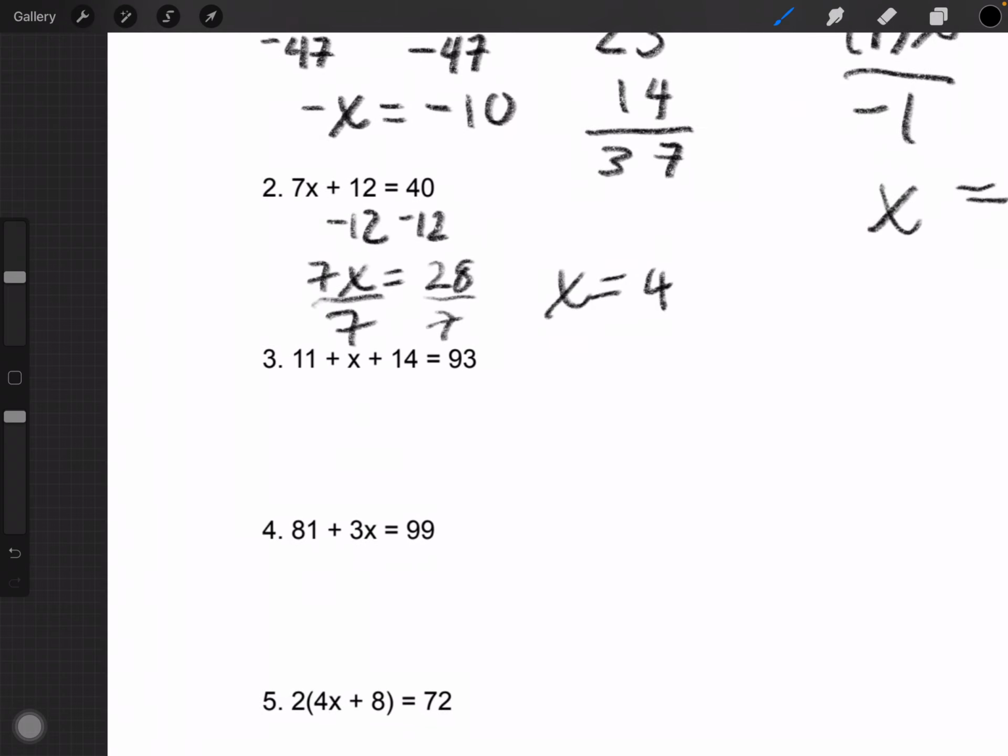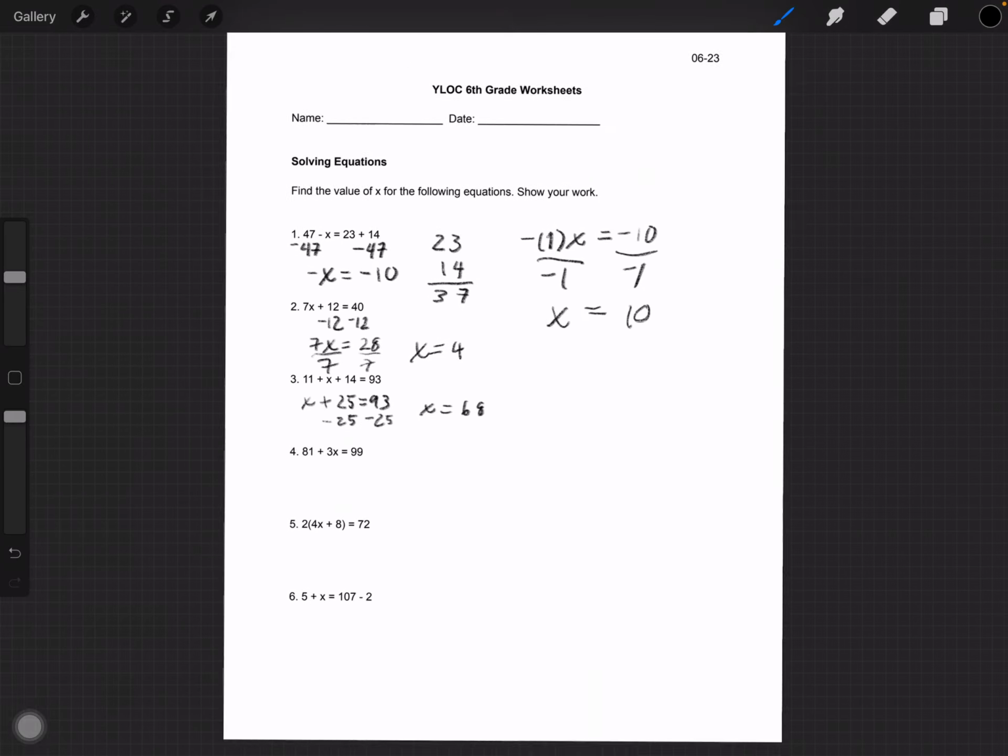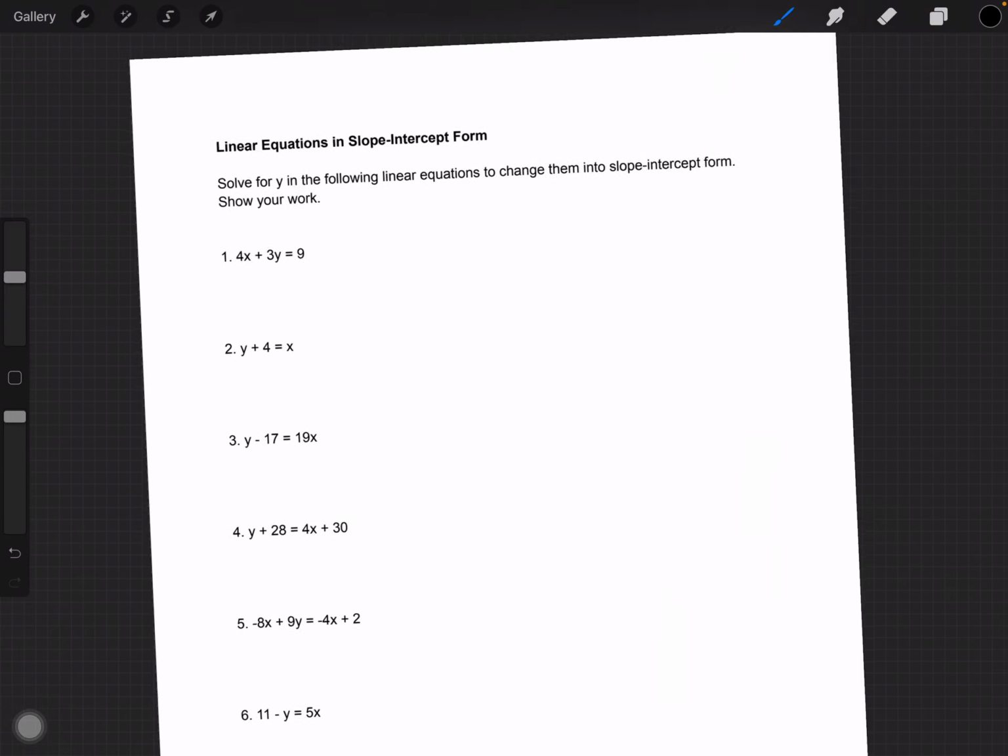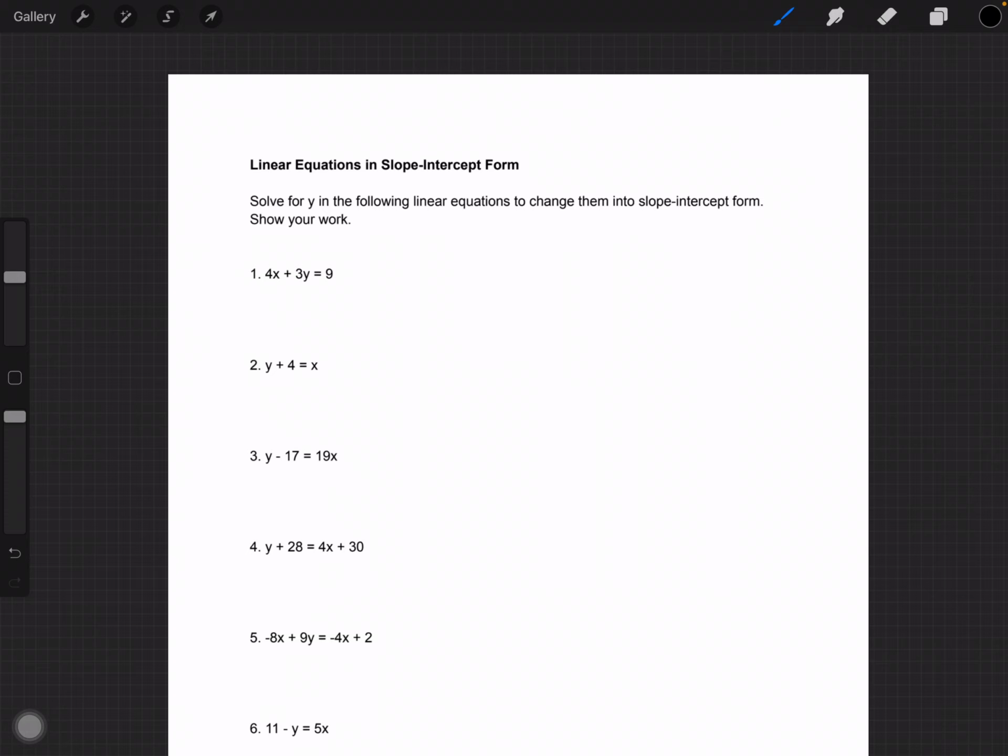And the last one here, now we have 11 plus x plus 14 equals 93. We could also add these two together first before subtracting them, which would make it easier for us to visualize it so we don't have to subtract twice. So 11 plus 14 is 25, I believe, yes, 93 minus 25 on both sides. x would be equal to, let's see, 68. Okay.